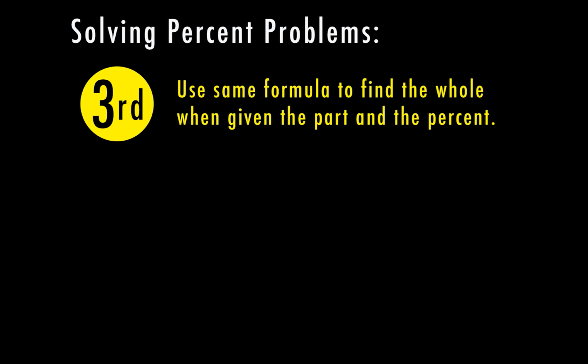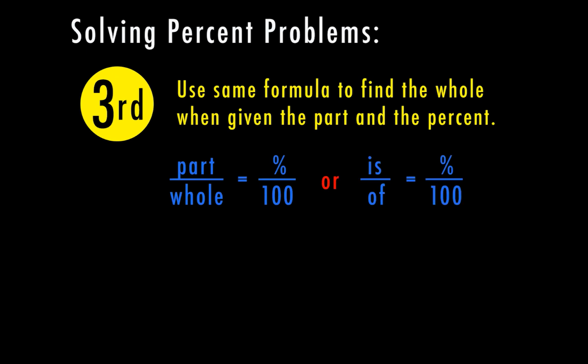For the third step here, we're going to use the same formula to find the whole when given the part and the percent. So let's review again. I have part over whole equals percent over 100, or I have is over of equals percent over 100. I'm going to keep all of my colors the same here for this one, just to make it easy.